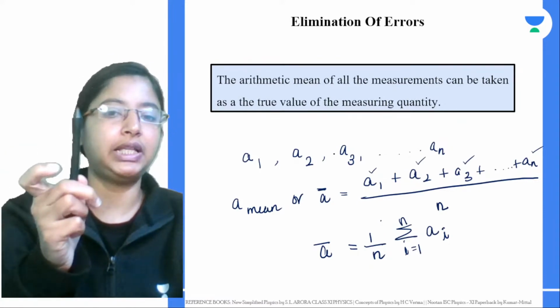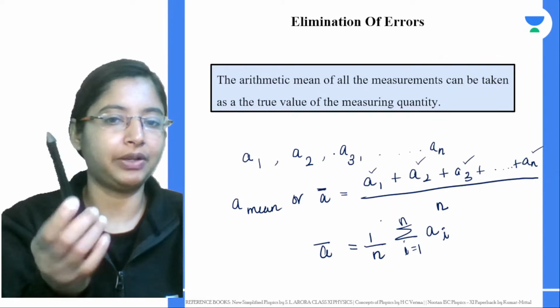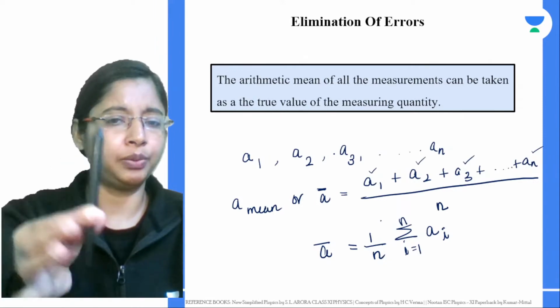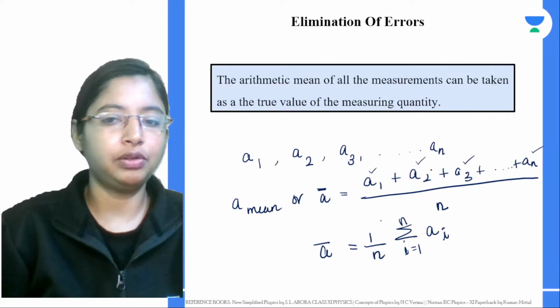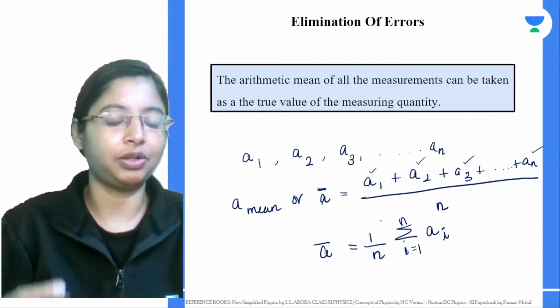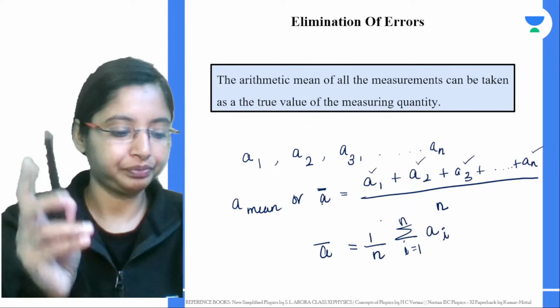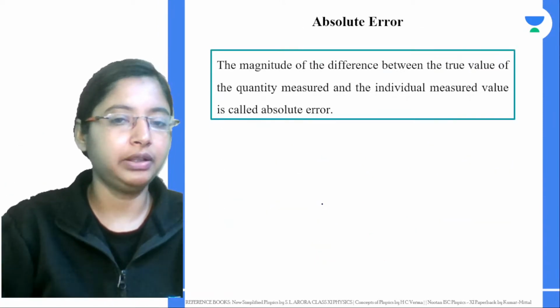Like if you want to find the diameter, or the radius of this particular pen, or if you want to measure the thickness of this pen, what you will do is use a screw gauge, take different measurements, add all the measurements and divide by the total number of measurements you have taken, right? When you find the mean of that value, you get the true value of this actual pen.